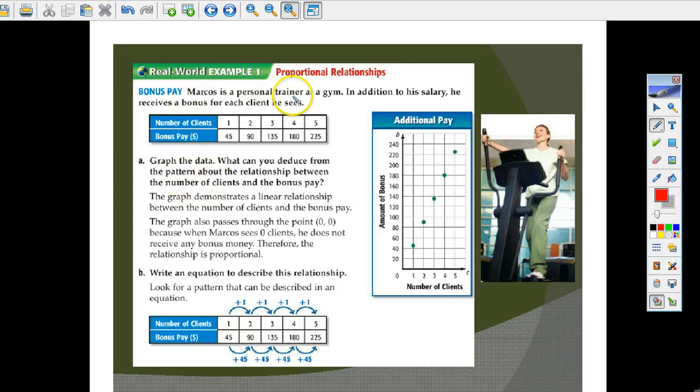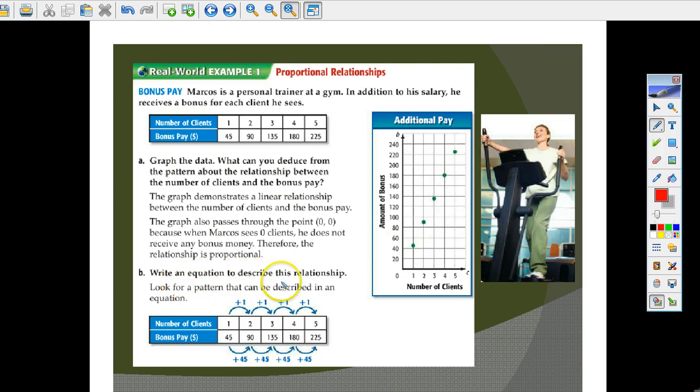Marcos is a personal trainer at a gym. In addition to his salary, he receives a bonus for each client he sees. For one client, he gets bonus pay of $45. 2 clients, $90. 3 clients, $135. 4 clients, $180. 5 clients, $225. Graph the data. We have nice data here that we can graph: the number of clients and the amount of bonus. Notice the bonus axis counts by $20 each: 20, 40, 60, 80, 100, while the number of clients you count by 1. So here's a nice graph.